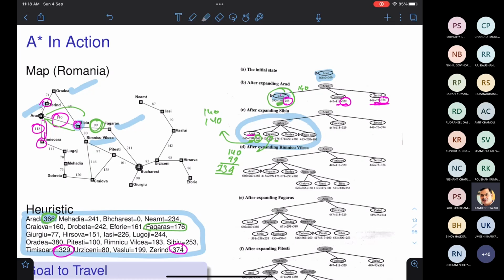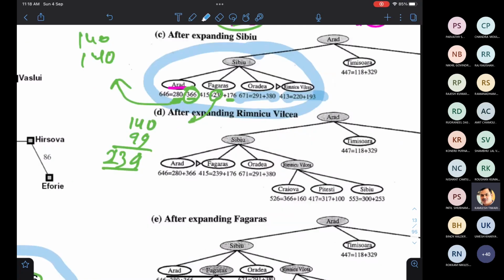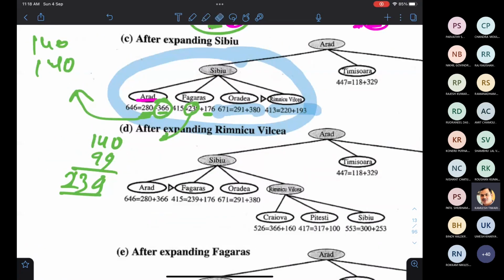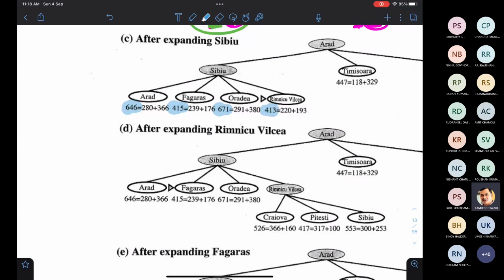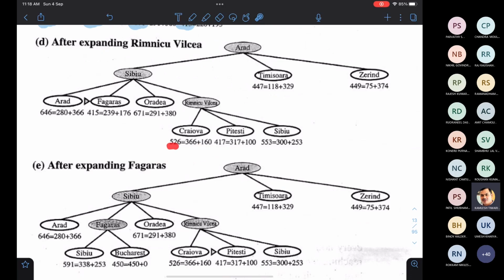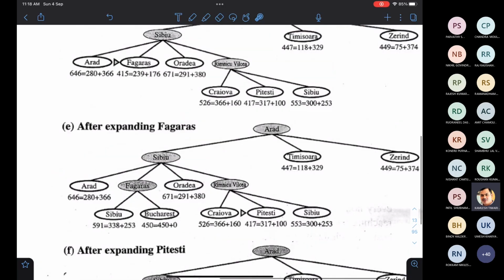Similarly, I give you the homework: please find out what these values are. Please solve this by yourself. So you see 646, 415, 671, 413. Minimum is 413. So you are going to expand this once again. So the next three places, again, you find out in the same way and you see that the minimum is 526, 417 and this.